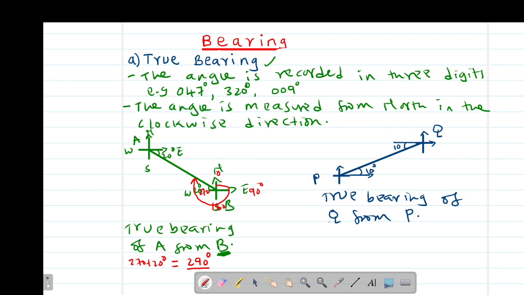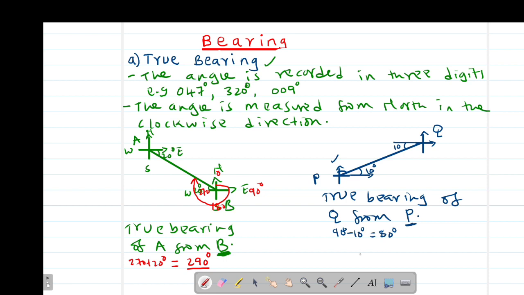So the true bearing of Q from point P, we are going to measure the angle from the point P. So this is our point P. Therefore, the true bearing will be this remaining angle here, this small angle. Now, if the whole of this is 90 degrees, then this is 10. It means the remaining angle here will be 90 minus 10 degrees, which is going to give you 80 degrees. So this will be 80 degrees.